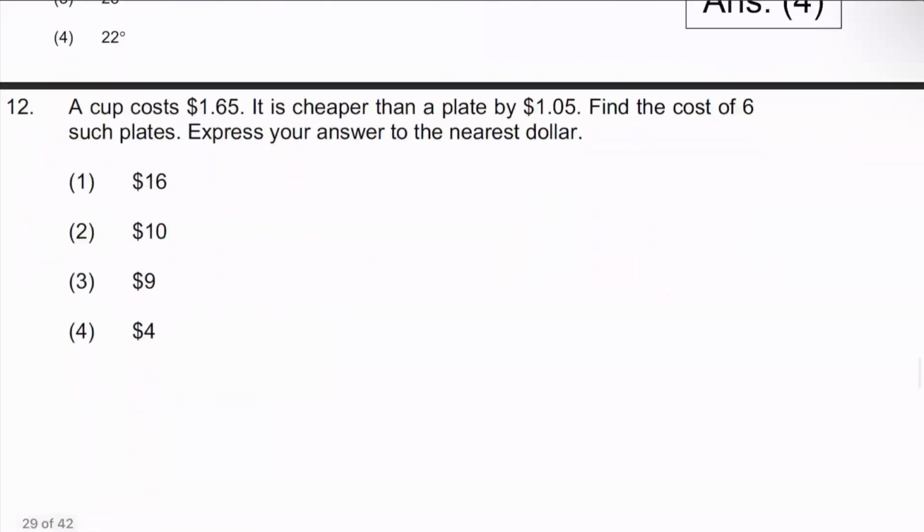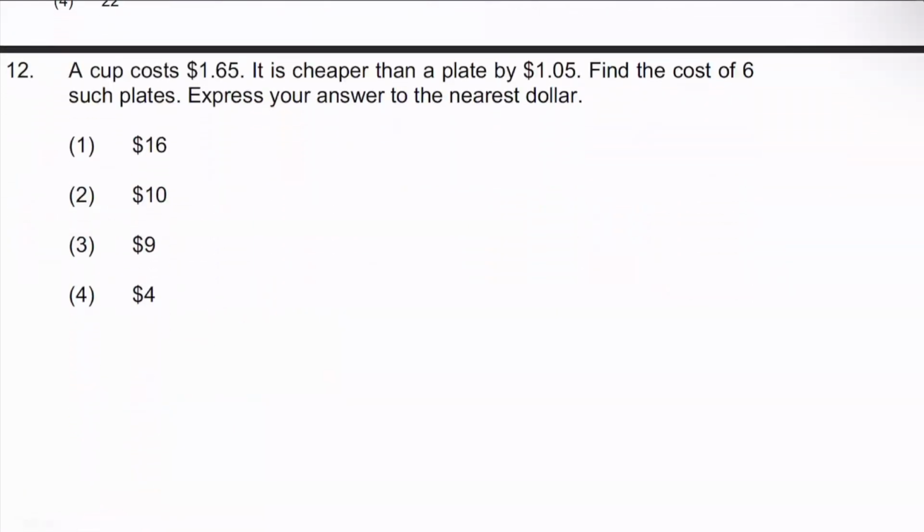Next, question number 12. A cup costs $1.65. It is cheaper than a plate by $1.05. Okay, let's highlight. Cup is $1.65. Cheaper than a plate by $1.05. Find the cost of 6 such plates. Express your answer to the nearest dollar.